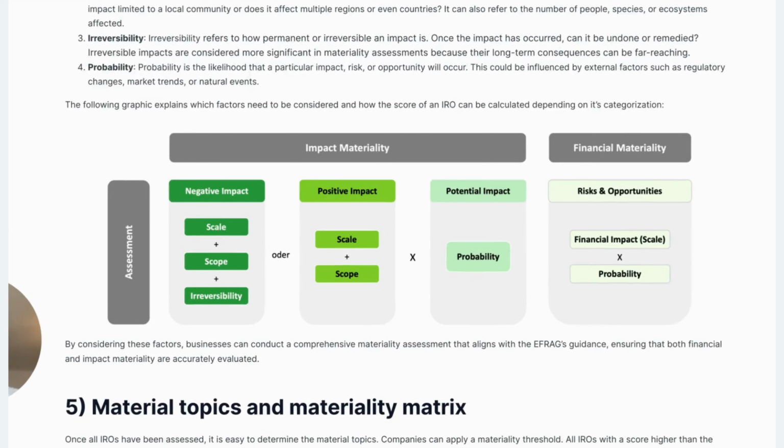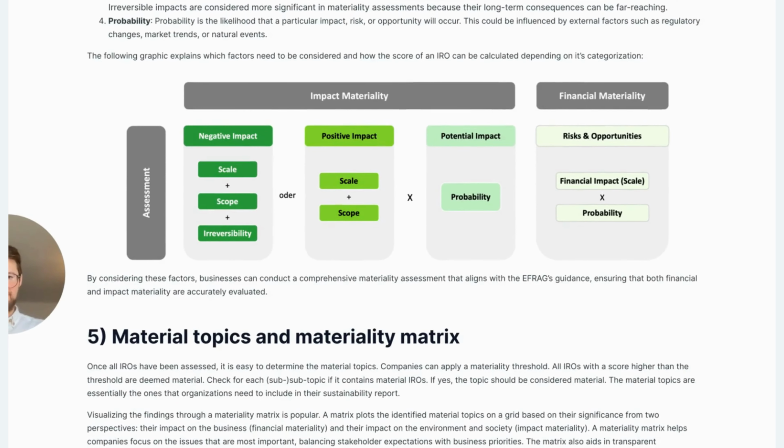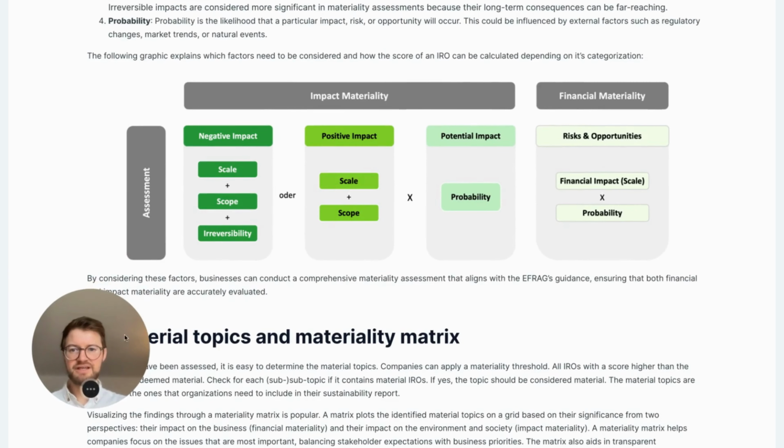In this graphic, you can see the basic logic in the end. So if you have a negative impact, in this case a negative actual impact, what is being calculated is scale plus scope plus irreversibility. If it's a negative potential impact, you have this sum, which is being multiplied by the probability factor.